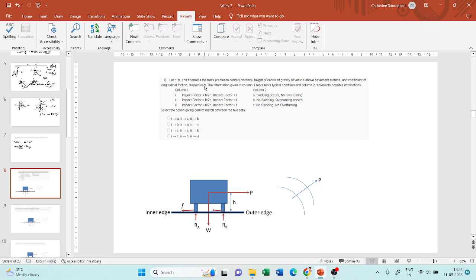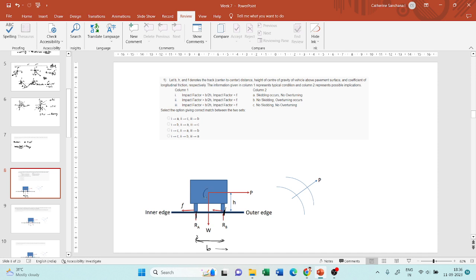Let B, H and F denote the track distance, height of center of gravity of vehicle above pavement surface, and coefficient of longitudinal friction respectively. Let us first understand these terms. Imagine this is the vehicle on the horizontal curve. The curve is a flat surface without any super elevation or even camber for that matter. This vehicle has a width of B. What is this track width? This track width is nothing but the center distance between the wheels.